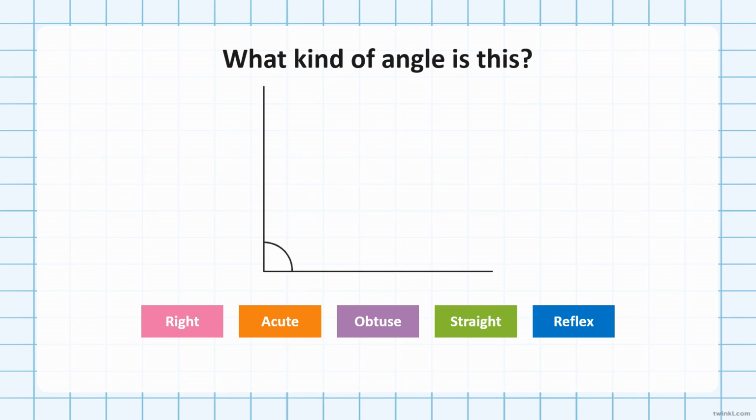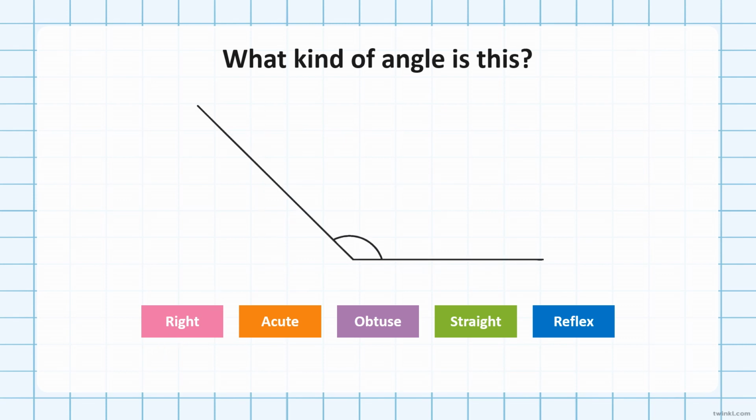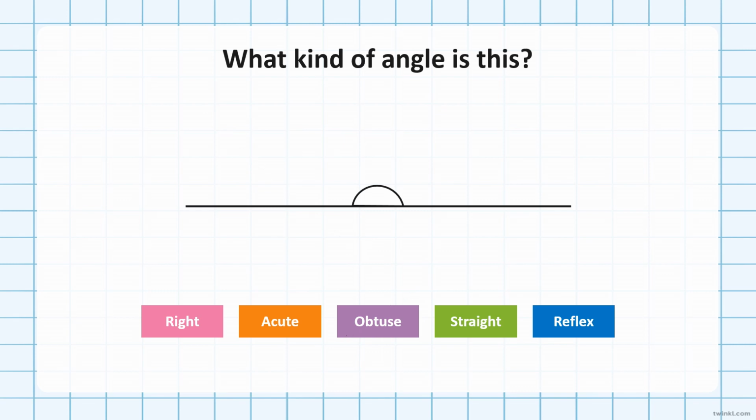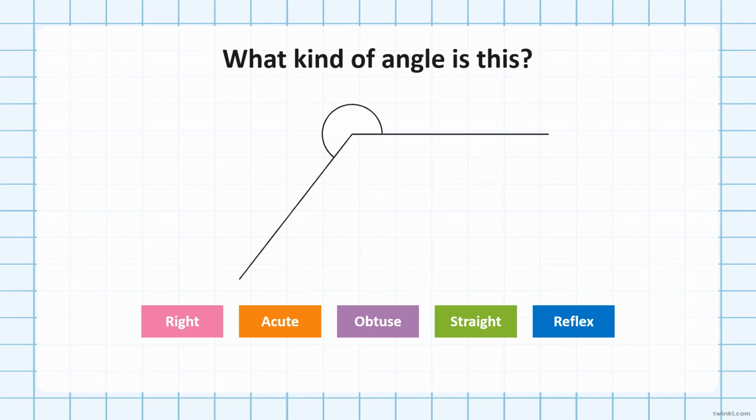What kind of angle is this? It's a right angle. What kind of angle is this? It's obtuse. What kind of angle is this? It's straight. What kind of angle is this? It's reflex.